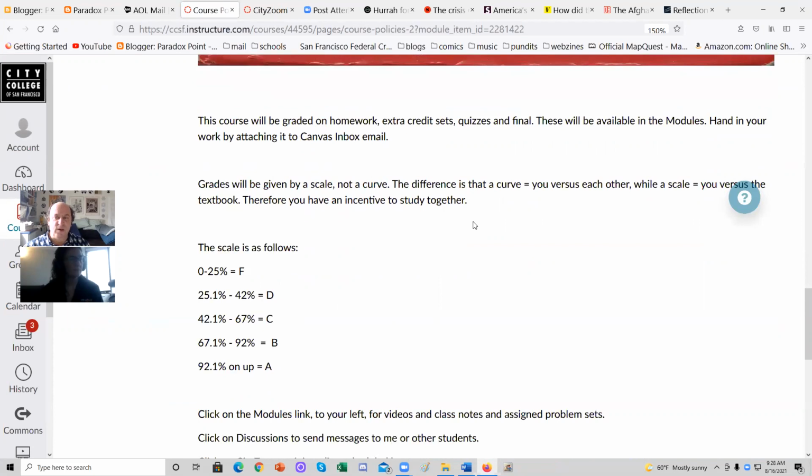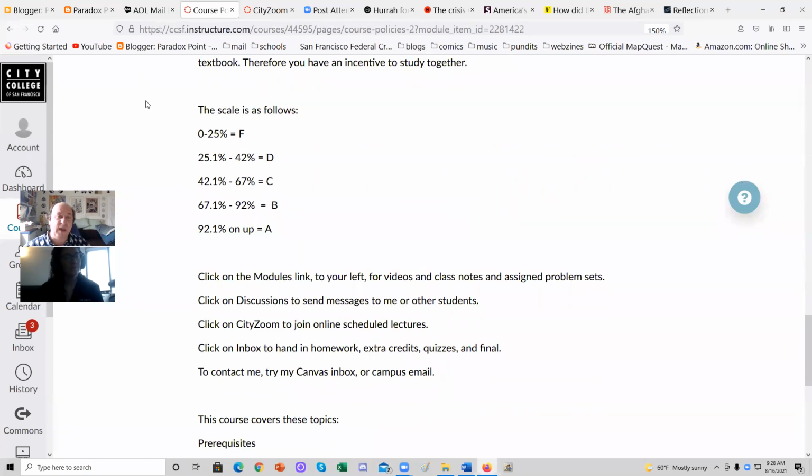I grade on a scale, not a curve. The difference is that a curve is you versus each other. The top 10% get A's, the next 20 or so percent get B's, and so on down the line. Whereas a scale is you versus the textbook and the assigned work. This latter method, which I much prefer, gives you incentive to study together. Grading on a curve is a zero-sum game: your gain is another person's loss. Grading on a scale is more of a non-zero-sum thing. You know something to the exact same extent that your neighbor knows something.